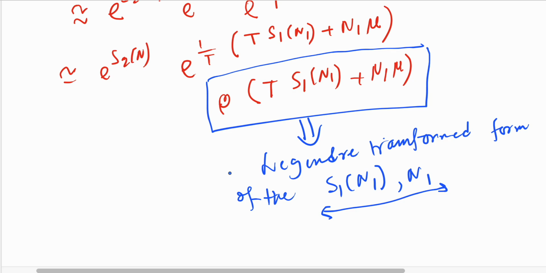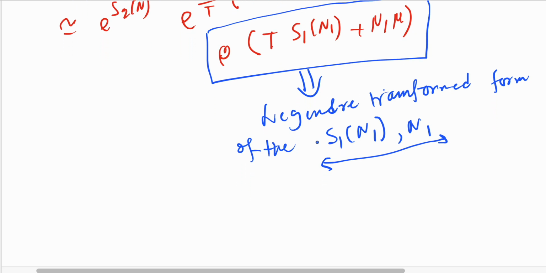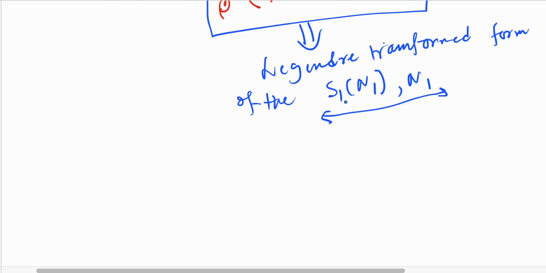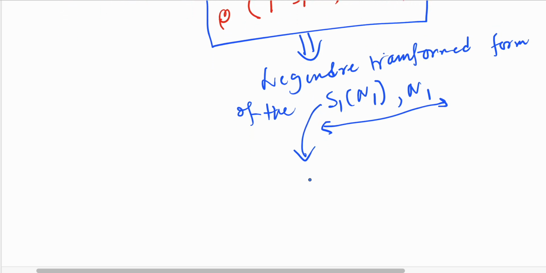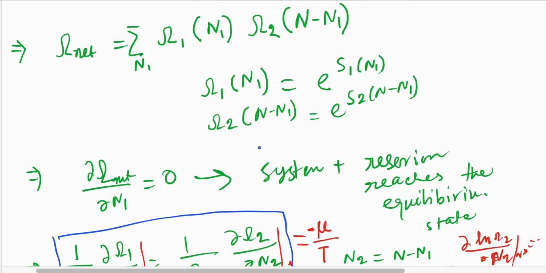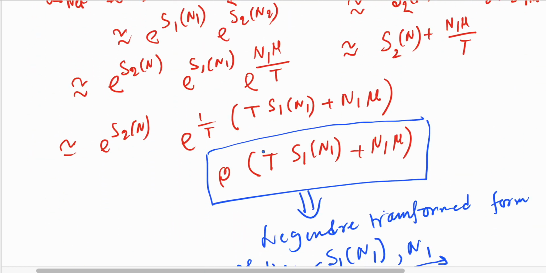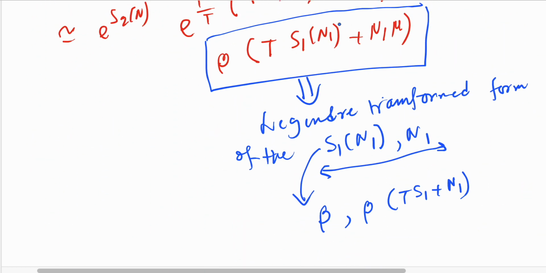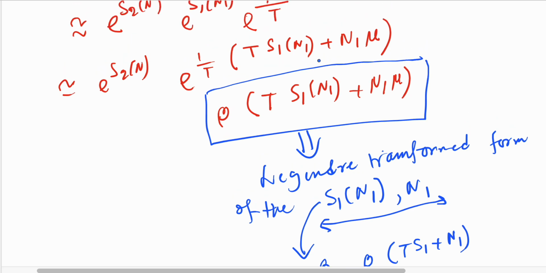That means in terms of Legendre transformation we can express S1(E1, N1) in terms of the inverse of temperature beta and this quantity beta(T S1 plus mu N1). So this is actually the answer, this is the Legendre transform form of the entropy.